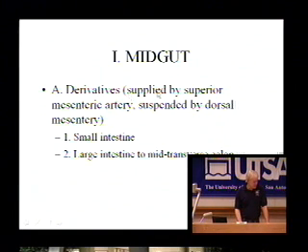So the derivatives of the midgut are supplied by the superior mesenteric artery, as we had stated, and it's suspended by the dorsal mesentery. And this term, dorsal mesentery, is the one that persists, or just mesentery proper, into the adult stage, certainly at neonate as well, and earlier in the fetal stage. So it's the small intestine, the large intestine, to the mid-transverse colon, and it's actually the junction of the proximal 2/3 with the distal 1/3 of the transverse colon.